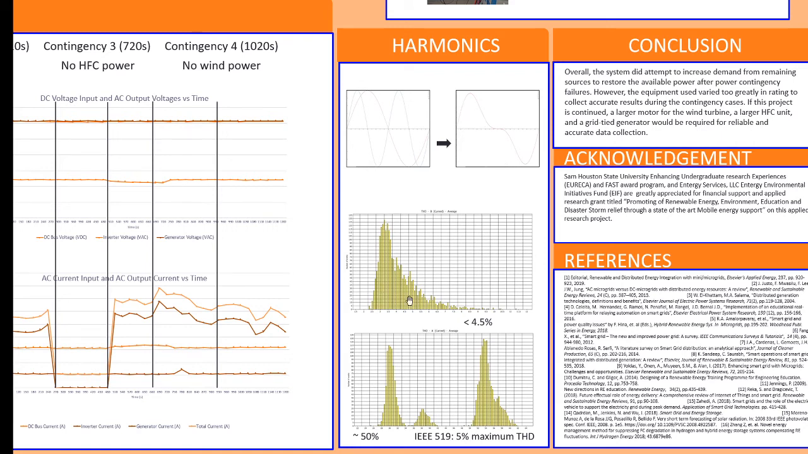So this right here, this is the current harmonic total distortion of our inverter. And it peaks kind of around the third harmonic. But if you average it out, it comes to less than 4.5%. This is great. This is absolutely fantastic, as I'll show you in a minute.